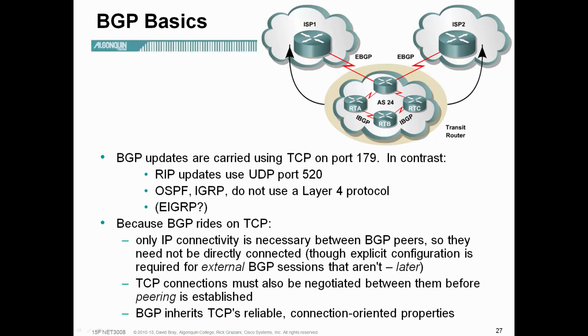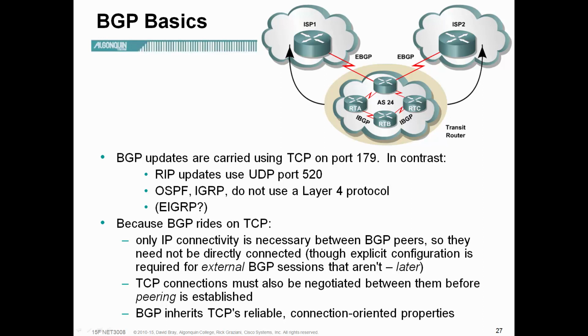So BGP relies on TCP, and it uses TCP port 179. In contrast, RIP updates use UDP on port 520, and OSPF and IGRP do not use a layer 4 protocol at all. I don't know if you remember what EIGRP does, but it uses reliable transport protocol, so there's no IP transport protocol at all, nothing at layer 4.